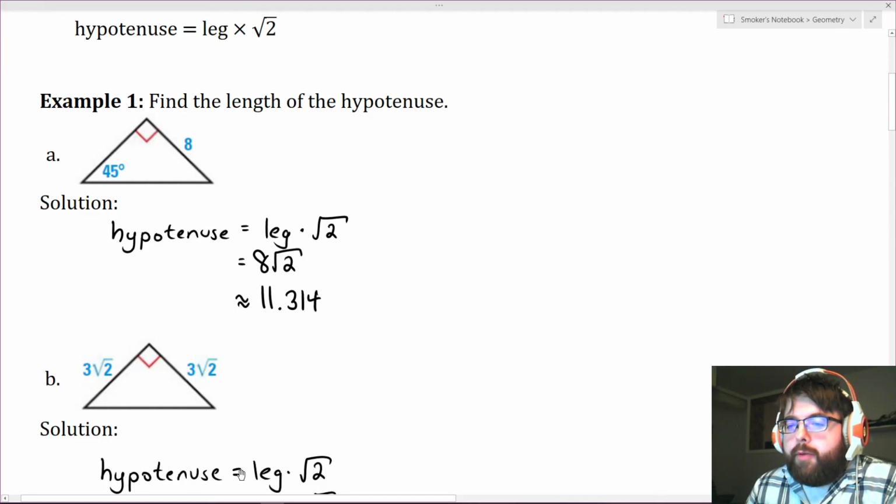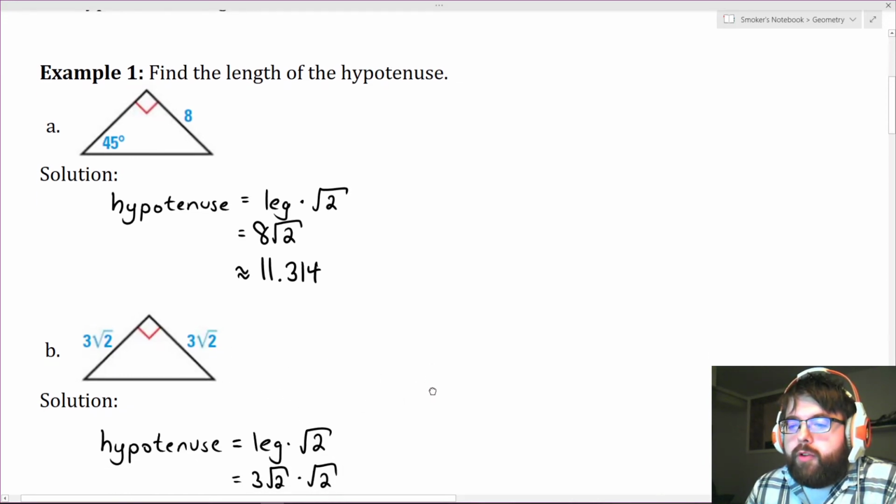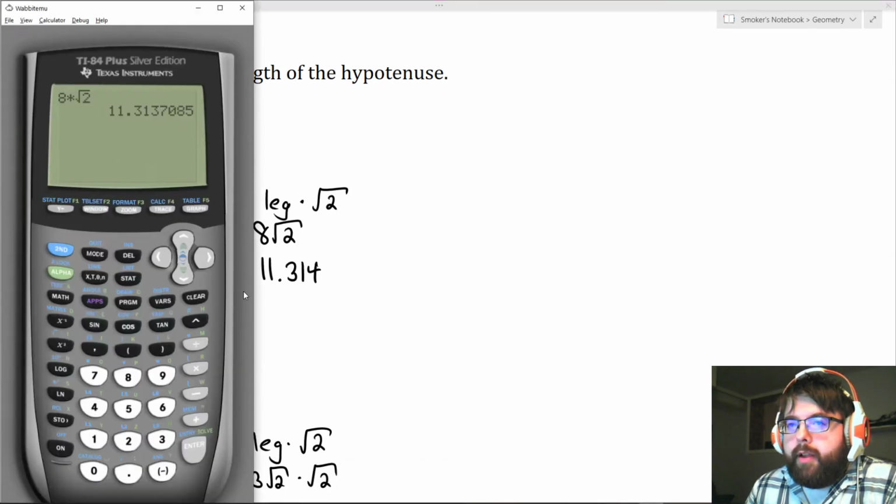Hypotenuse equals leg times root 2 is the formula we are going to use. Our leg length is 3 root 2. So we have 3 root 2 times root 2. Let me just show you something here. If I'm given the square root of 2, and I multiply that by the square root of 2, what do you think that's going to be? Well, it's going to be 2. It's going to be exactly 2.